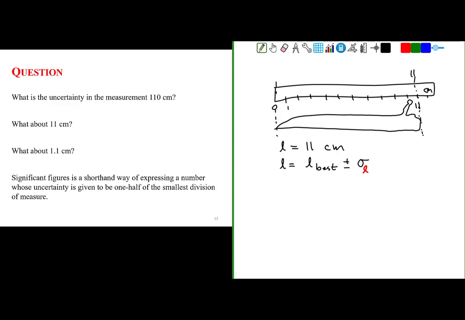So if you see this 11 centimeters and you don't see that uncertainty specifically listed, then it follows a convention. And again, the convention is the uncertainty is given to be plus or minus 1/2 the smallest division of measure. Here, the ones place is significant. And when I count significance, when we have a decimal on the right, and the decimal is implied to be to the right of that 1, then we count the first significant digit on the left. Here, that's the ones place.